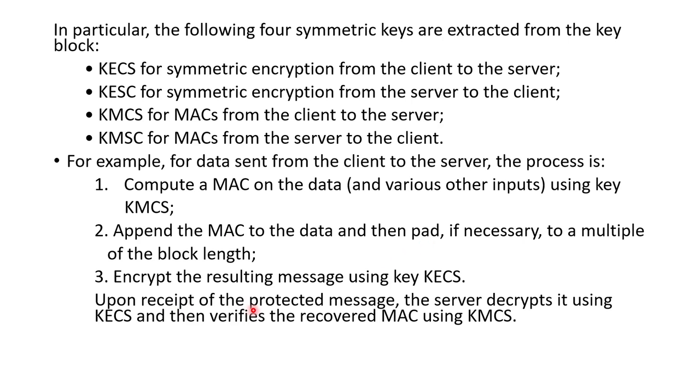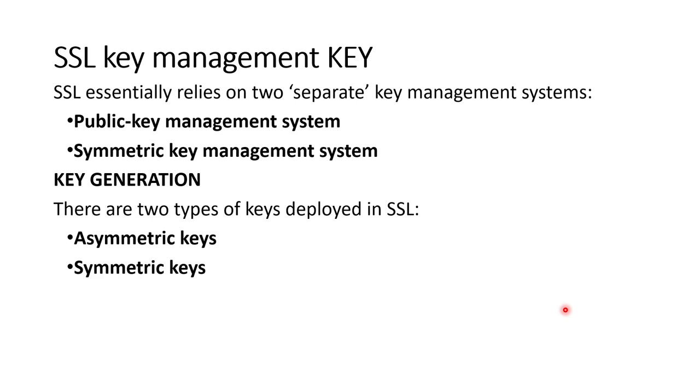Upon receipt of the protected message, the server decrypts it using KECS and then verifies the record MAC using KMCS. So this message is sent by the client, and whenever it is received by the server, the server will decrypt it and verify the message authentication code.